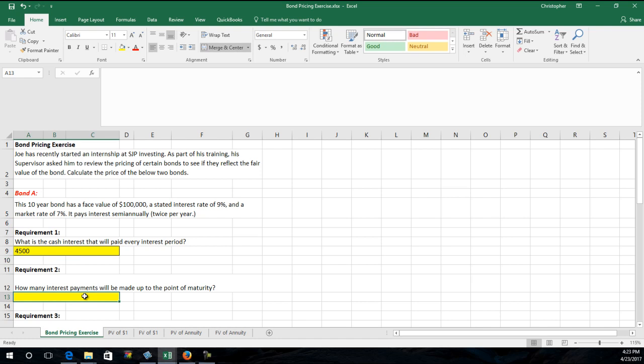Requirement 2, how many interest payments will be made up to the point of maturity? It is a 10-year bond, but there are 2 payments per year, so there are actually 20 interest payments.